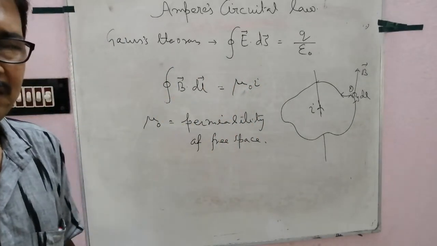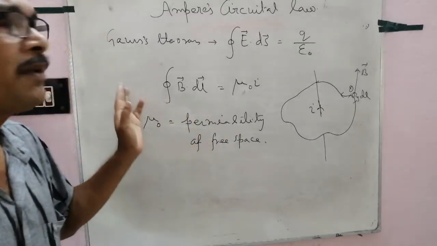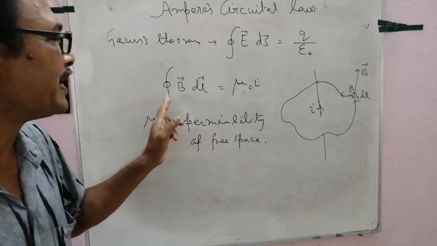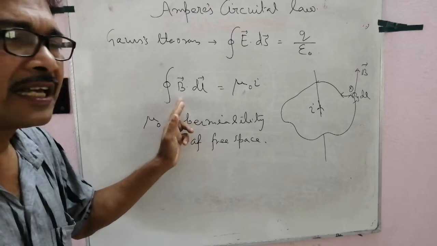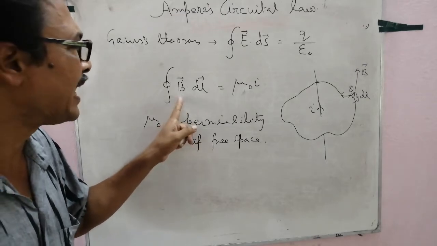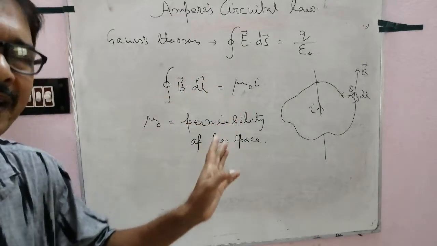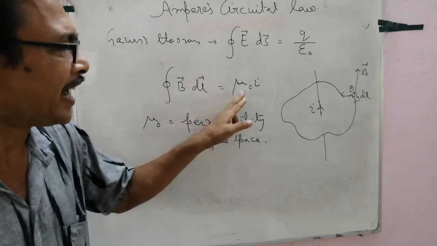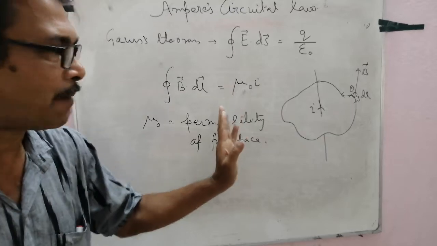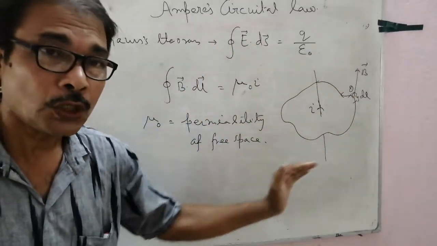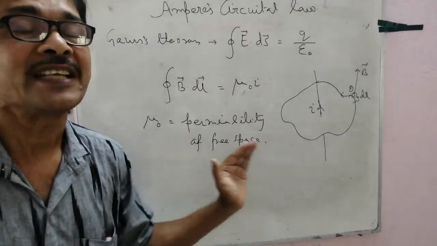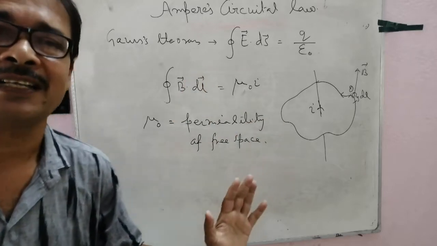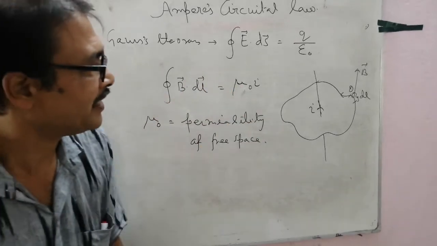The statement of the law: in free space, the line integral of the magnetic field vector is mu 0 times the current, in ampere, enclosed by that closed loop, closed circuit or closed path. Clear? This is the mathematical statement.